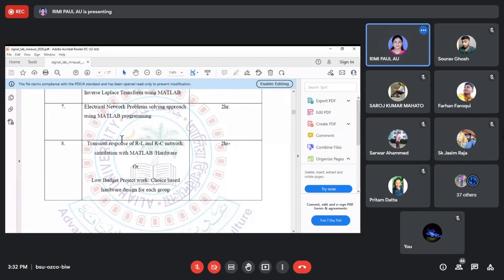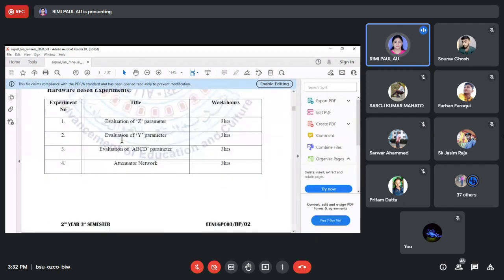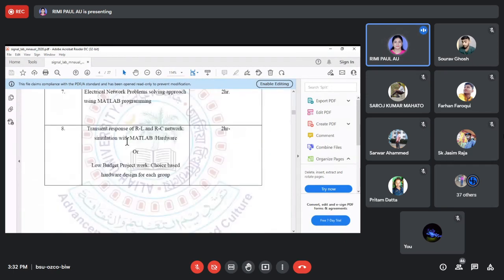And the rest, that means evaluation of Z parameter, Y parameter, ABCD parameter, requires at least 4 weeks. I hope we will get 4 weeks for this hardware. Otherwise, if it is not possible, we can do the hardware lab after 16 November. If it is possible, then we'll do the hardware lab and these 4 experiments. Otherwise, we'll do these 4 experiments on the simulation platform.